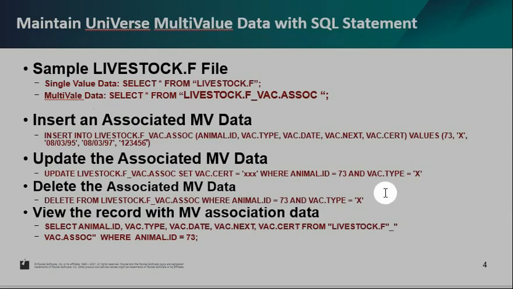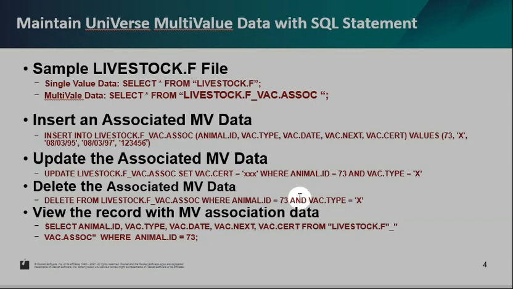So the sample file looks like this, and it has one multi-value field called VAC.ASSOC. I chose this one because it has a dot inside the file name and the column name. So the SQL statement is a little bit different from the standard node dot field.